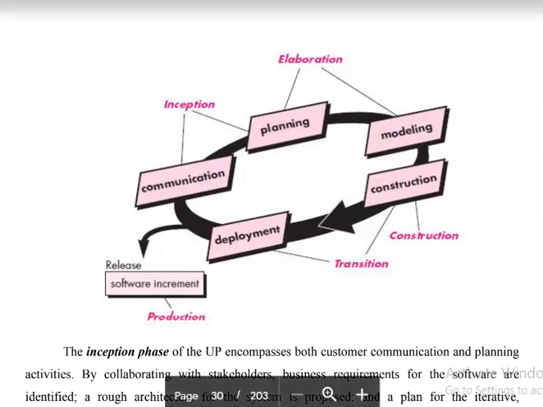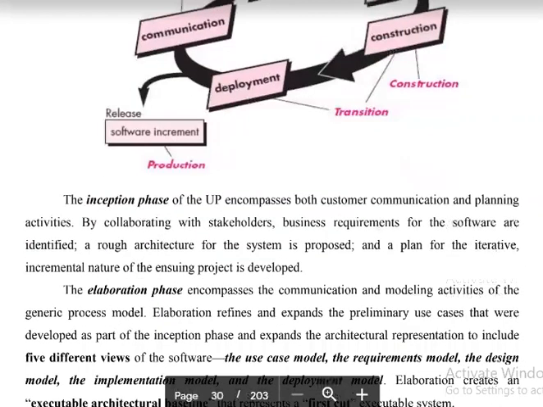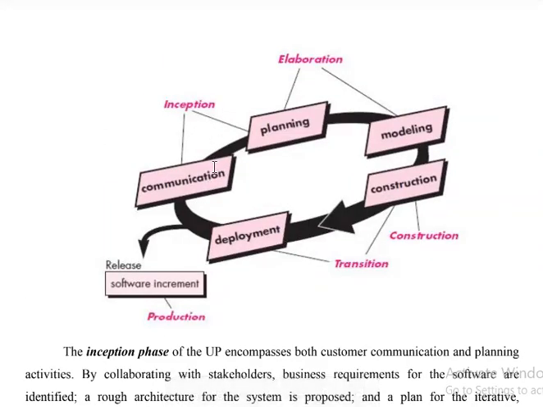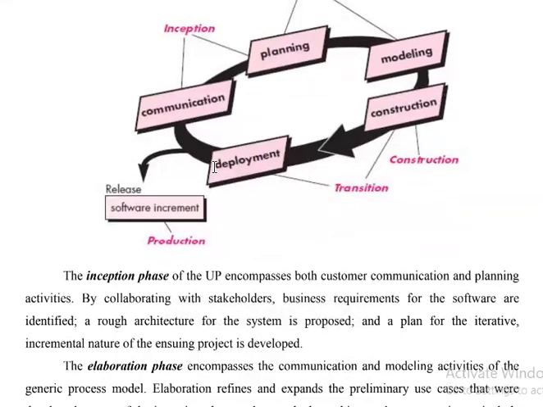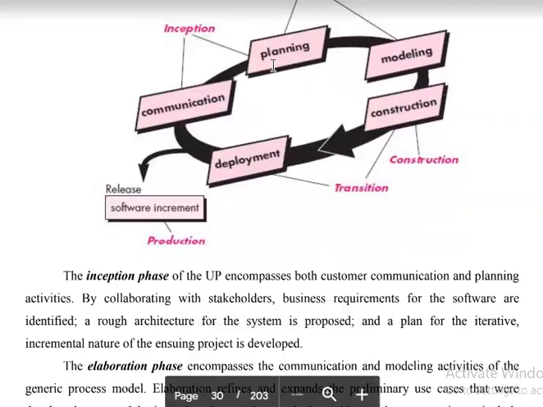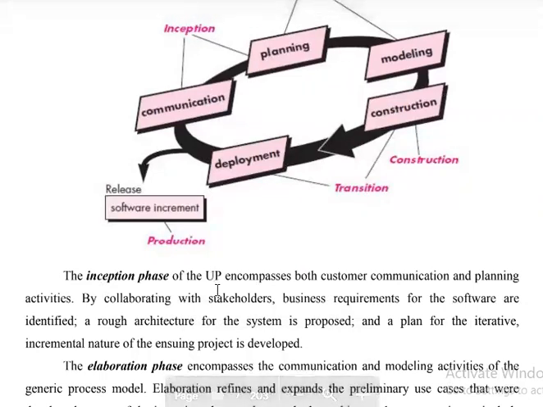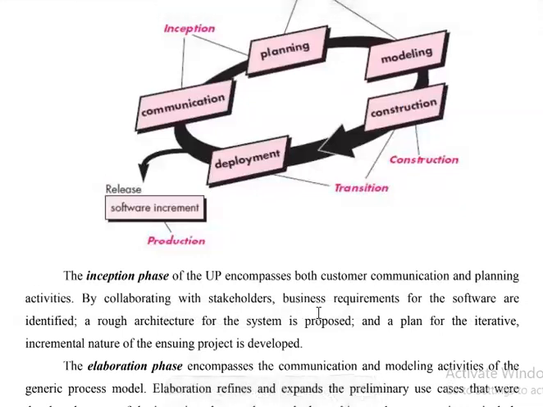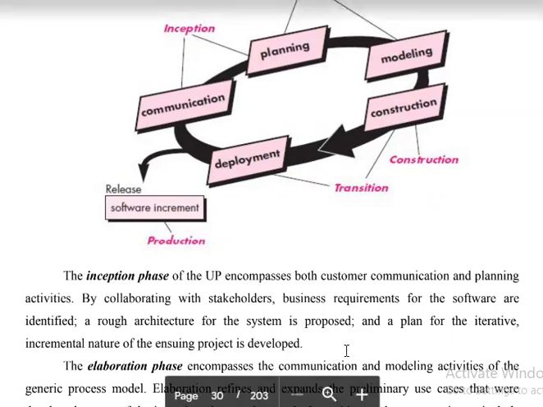So looking at the diagram, what will we be doing in the inception phase, right? Here of course the customer communication will be there. We will try to understand the business requirement, what needs to be done, and accordingly in the inception phase you will do the plan. So the inception phase of UP encompasses both customer communication and planning activity. By collaborating with stakeholders, business requirements for the software are identified. A rough architecture for the system is proposed. A plan for the iterative, incremental nature of the project is developed.